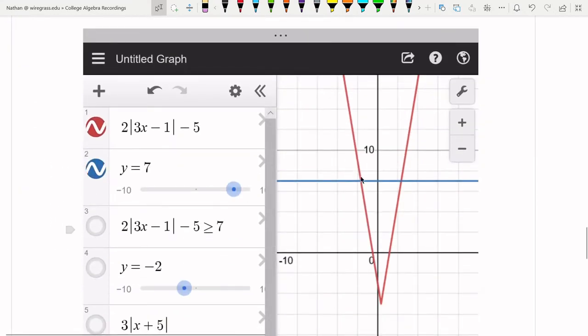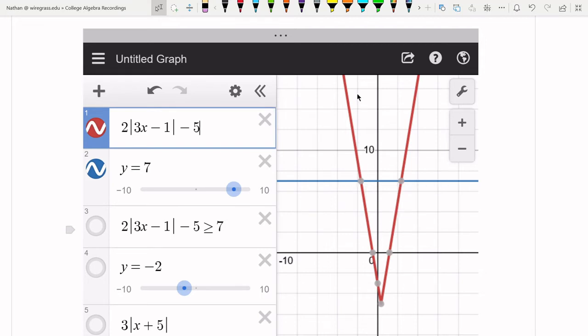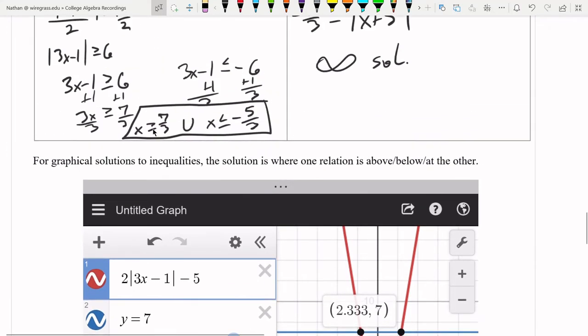Well, 7 is the blue line here, and the red line is 2x, is this absolute value portion. That's this graph here. So we're asking, when is this thing greater than or above the blue line? That happens on this portion of the domain and this portion of the domain. That's going to be at, this number is, I believe, -5/3. And this one is at, looks like 7/3. Is that right? Yeah, 7/3 and -5/3.